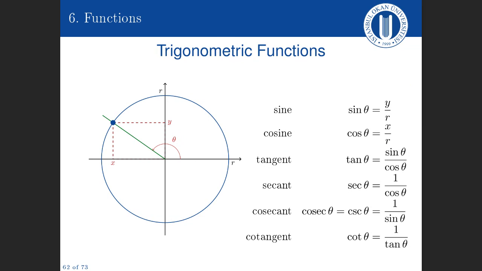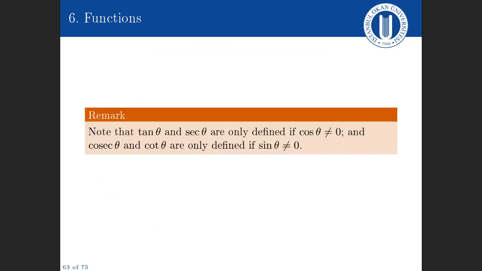Cosec, there's two different common ways to write cosec. If you want to have a three-letter symbol, you can write CSC. If you want something that's easier to pronounce, you can write COSEC. It's completely up to you which one you use. That means 1 divided by sine, and cotan, or COT, means 1 divided by tan. Now, note that because we can't divide by 0, tan theta and sec theta are only defined when cos theta is not 0, and cosec theta and cotan theta are only defined if sine theta is not 0.